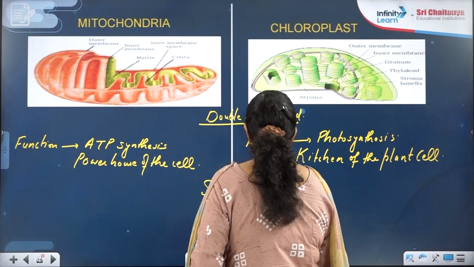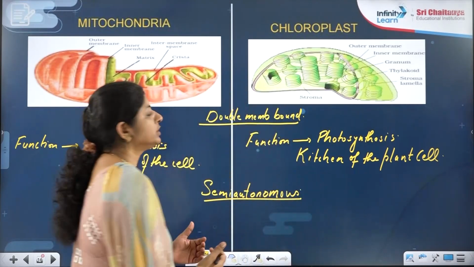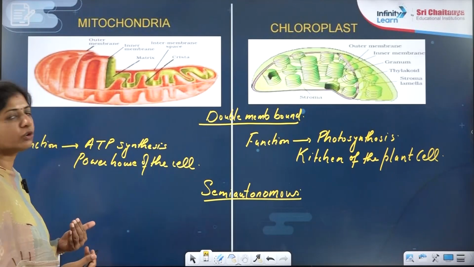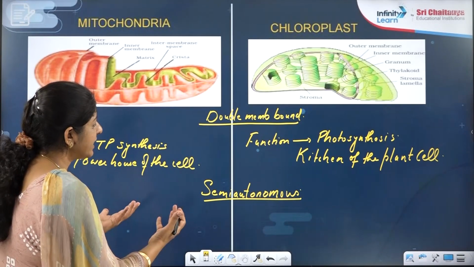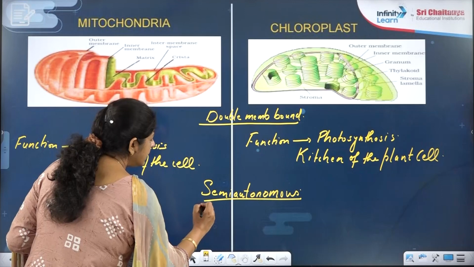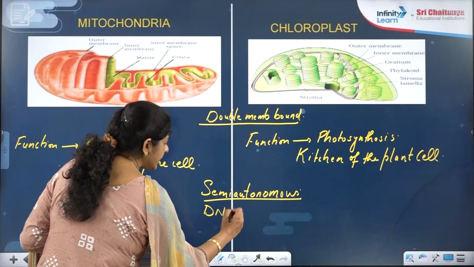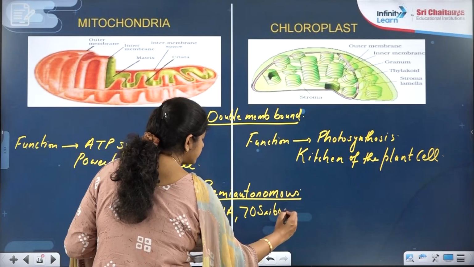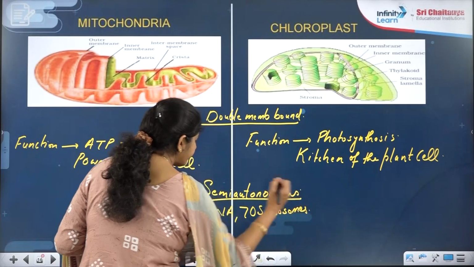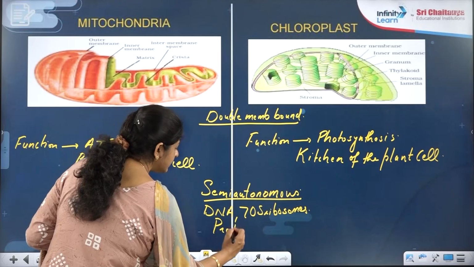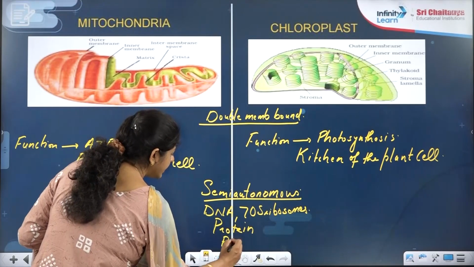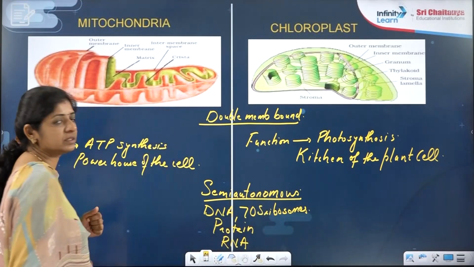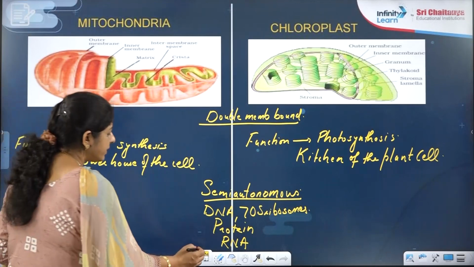Semi-autonomous means they can perform half of their function on their own. That is a semi-autonomous cell organelle. Why can they perform half of their function? Because both have DNA and machinery like 70S ribosomes, and even proteins, and both have RNA in their matrix. But the difference lies between them.